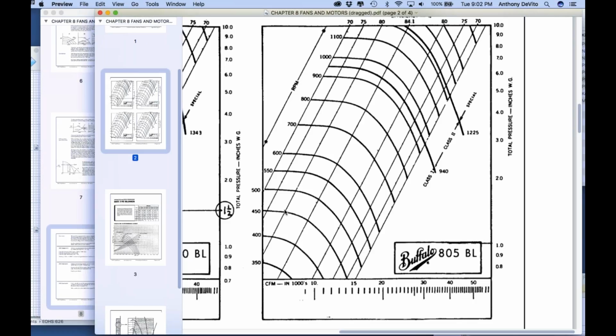I'm not sure which one you mean. Show me. Come up here, show me. Okay. So this line right here. Hang on a second. Each of these curves is the RPM that you need to run the fan to get the performance, total pressure, and the quantity of air.